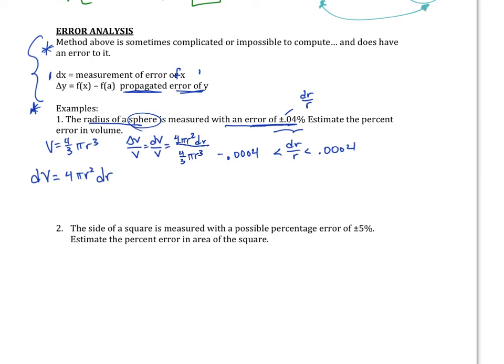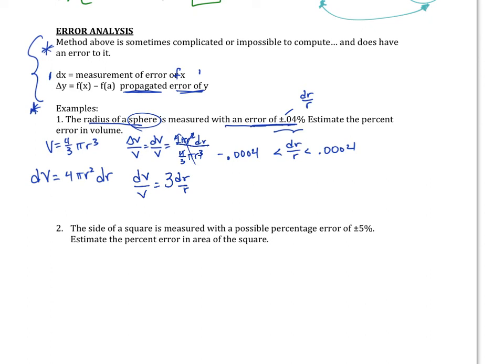Okay, so the pi's will go away. This 4 will reduce with that. The 3 comes up top. 2 of these r's with one of those. So I get 3 dr over r. This is my dV over V. And guess what I'm going to do with this? I'm going to solve for dr over r.